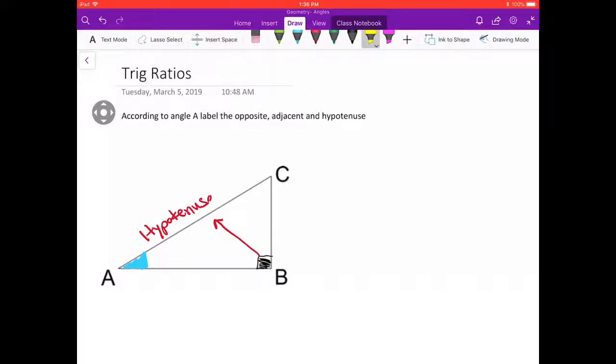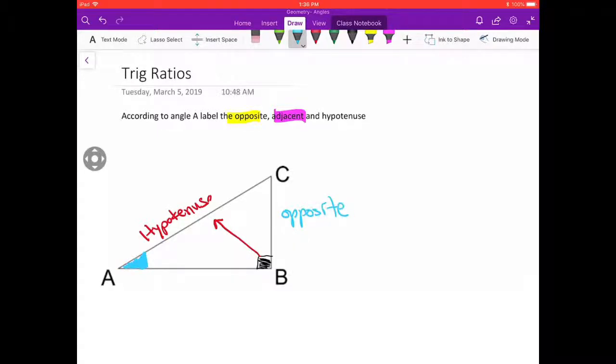Now, opposite and adjacent are two new words that we haven't really talked about yet, but an opposite side is exactly what it sounds like. It is going to be the side that is opposite of angle A. So the side that is not touching angle A, or the way I like to look at it is the two letters that don't involve angle A, is going to be our opposite side. So our opposite side here is going to be C to B.